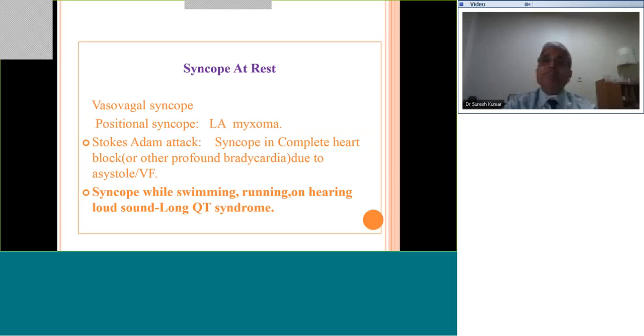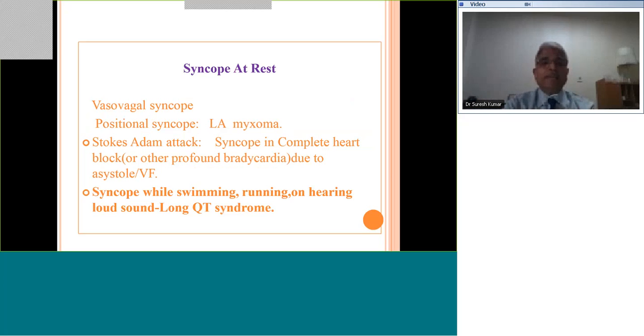Syncope at rest is a different ballgame. It can be a vasovagal syncope, which classically occurs in situations of prolonged standing. All of you would have experienced a vasovagal syncope sometimes, standing in a school assembly, standing in a queue for a long time, especially in the hot sun. There is a peripheral vasodilatation, and temporarily the heart is unable to increase its output, and hence the subject falls down, and when he hits the ground, cerebral perfusion is restored. So syncope at rest, a vasovagal syncope, is a very common thing.